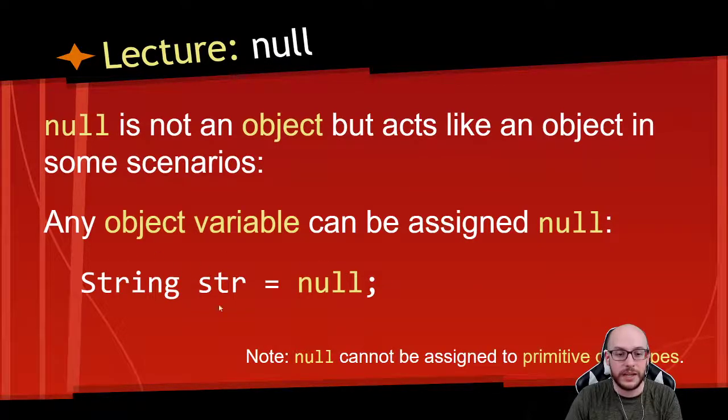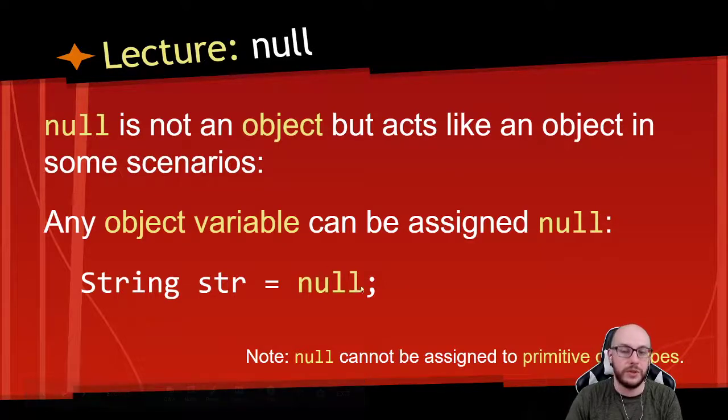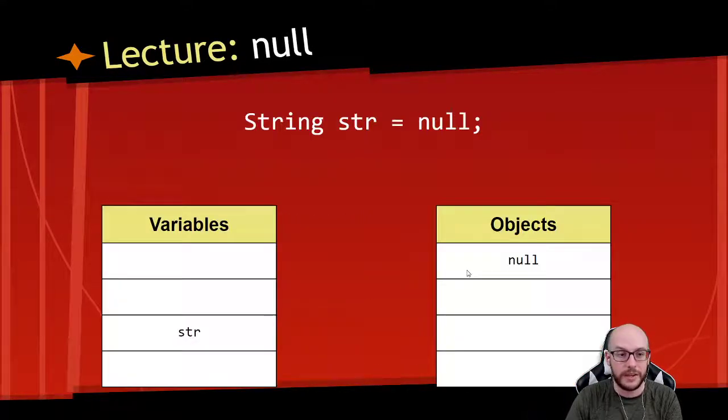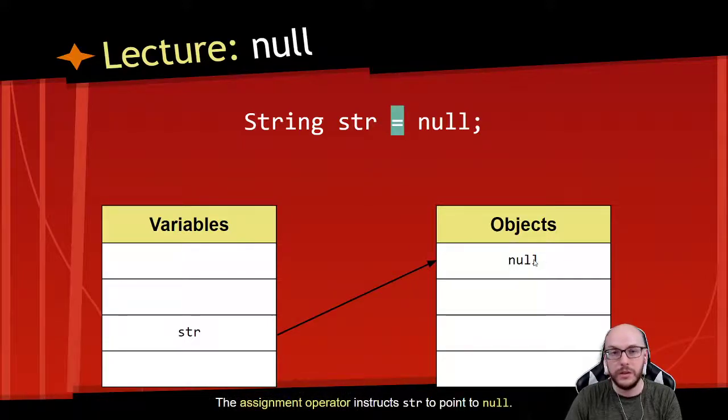Okay, so this is applying to objects. There's a note here, null cannot be assigned to primitive data types, but you can tell all object variables to point to that thing, right? Visually, they look something like this. I am declaring a string variable called str, and then I'm going to use the assignment operator to tell it to point to null.